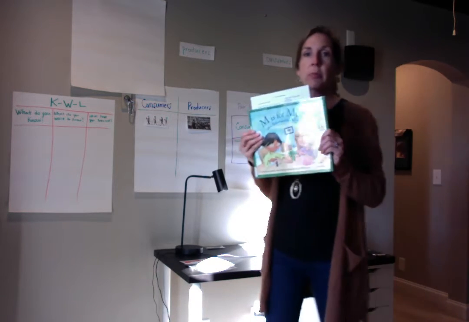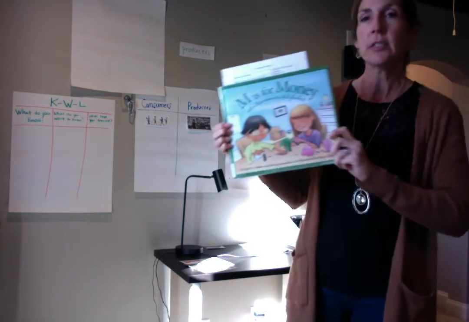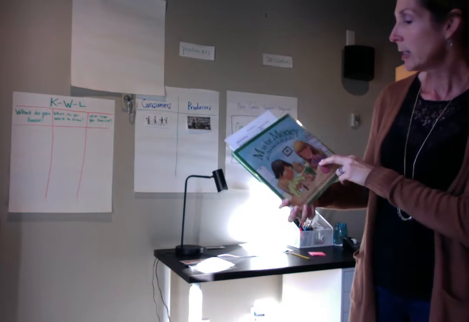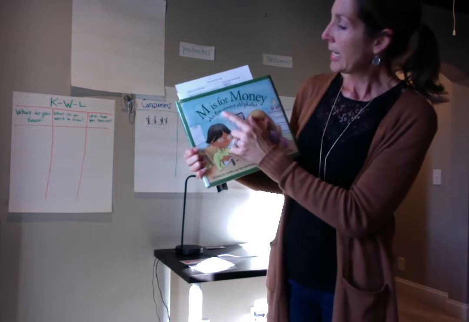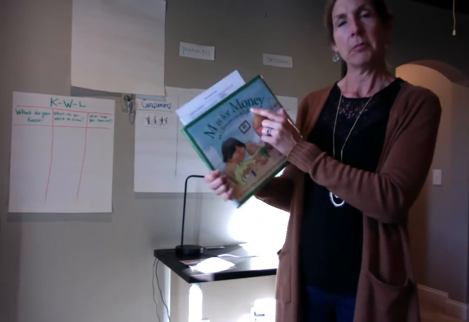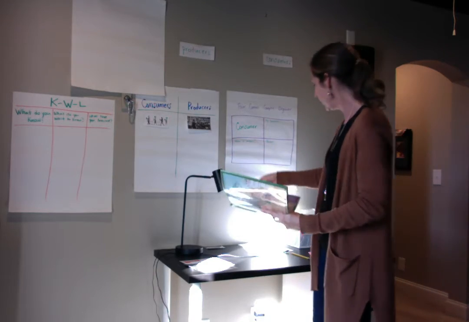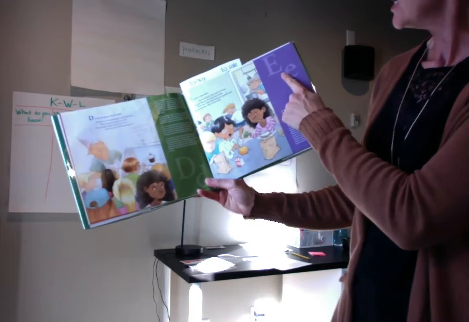But I want to share with you a few pages of this book called M is for Money. I'm not going to read all of the book today, but I want to read a few pages. And first of all, it says, an economics alphabet. I wonder what economics is. Well, I want to read to you the page for E.